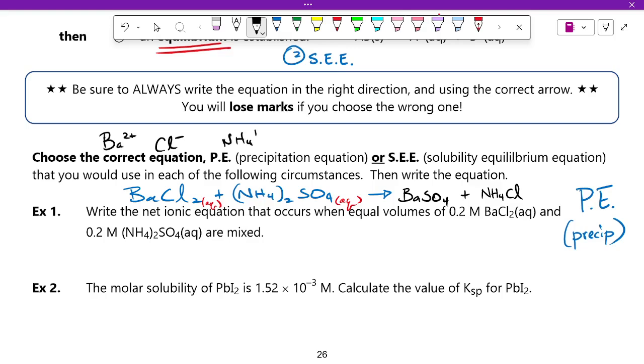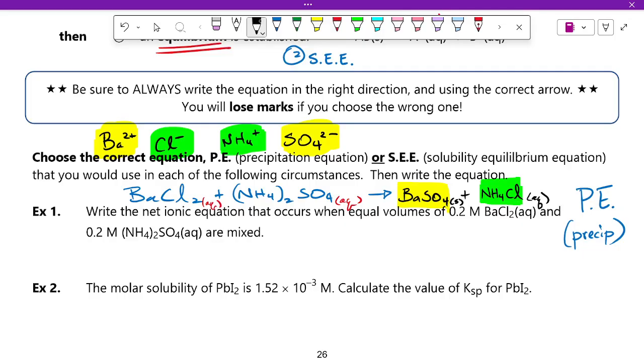What did I show for the shortcut method? Yeah, I'll go through the shortcut method. Okay, so we have these ions. So barium 2+ is going to get together with sulfate. So we get barium sulfate. Is that a solid or is that aqueous? That is a solid. And then the NH4 is going to get together with the Cl. Is that solid or aqueous? Aqueous.